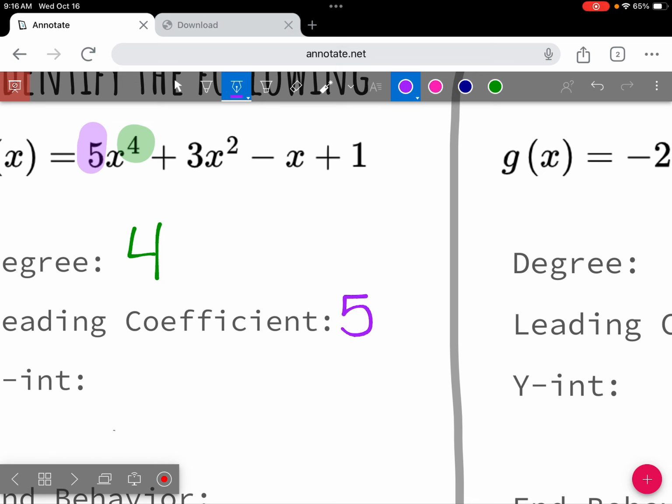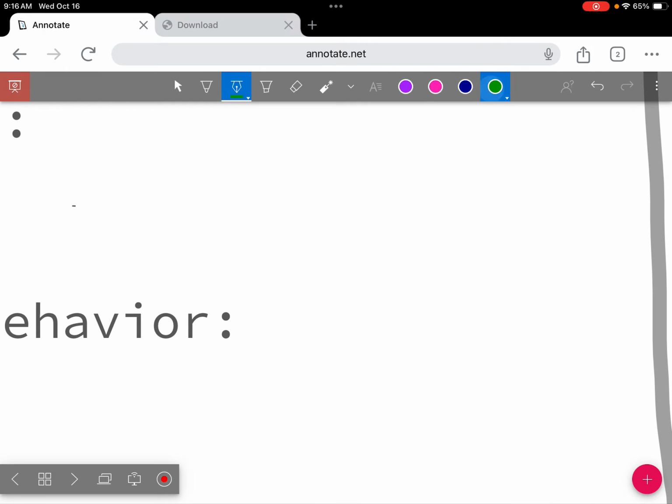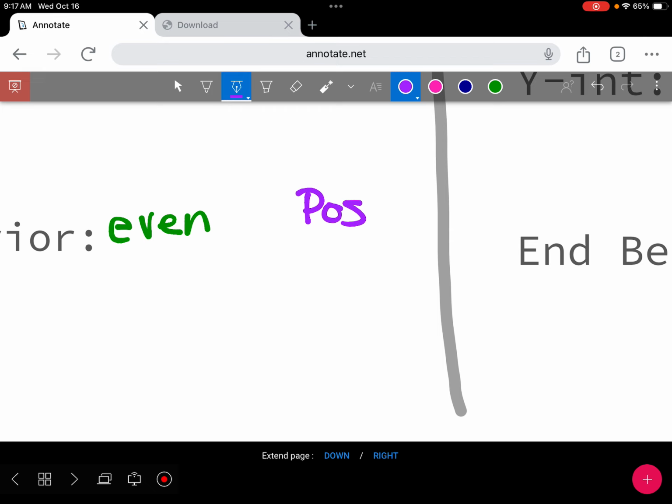From that alone, we can get our end behavior. I have a degree of 4 and a leading coefficient of 5. So are we going to be even or odd? Even. And are we positive or are we negative? Positive, because that's a positive 5. So even and positive, I know my end behavior for that. That means it's going to be the same end behavior as a happy face parabola.